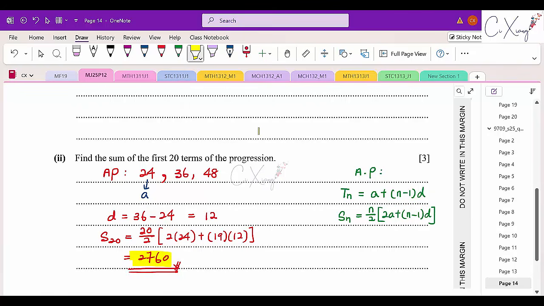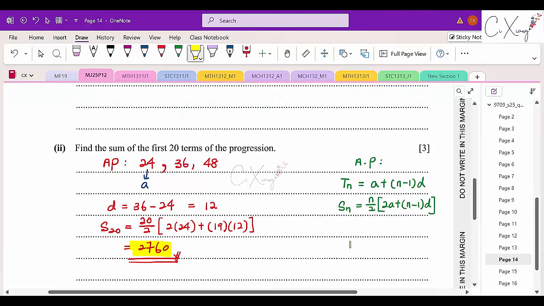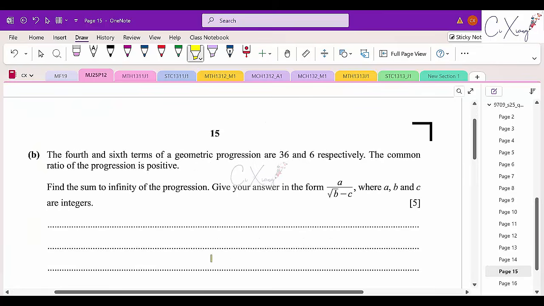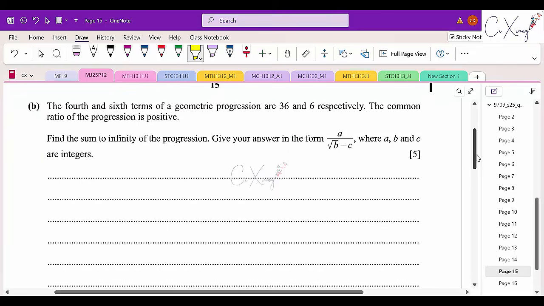Yeah, and this is what we have for part number 2. And let's proceed to part B. So for part B, they are talking about another progression now. The fourth and also the sixth term of a geometric progression are 36 and 6 respectively. Common ratio of the progression is positive. Find the sum to infinity of the progression. Give your answer in this pattern.